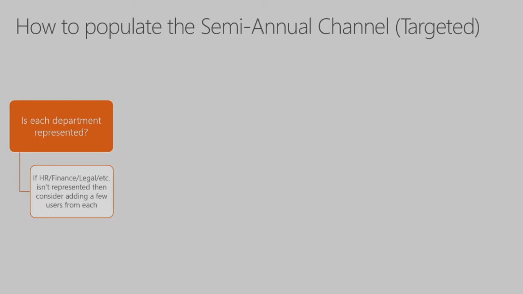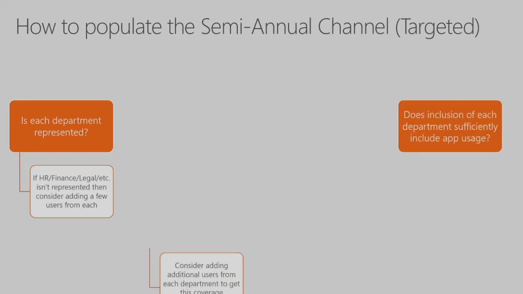And so the first question to ask yourself is, at a high level, are most of my departments or all of my departments included in the targeted channel? If not, consider adding them. At a high level, you at least can strike the checkbox of they're probably using similar things in the departments, and I'll at least get better coverage that way. Try to find someone from your legal department, finance, et cetera, to make up that usage.